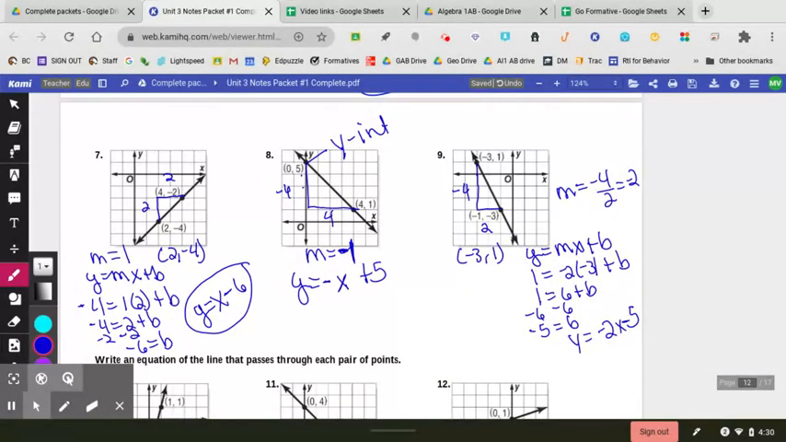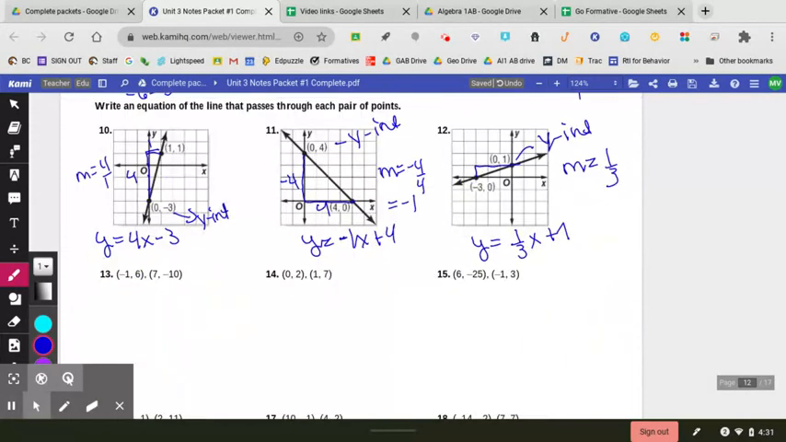So number 8 is y equals negative x plus 5. I didn't have to do a lot of work because they gave me the y-intercept as my point. Number 9 is y equals negative 2x minus 5. So again, I did these three. These were simpler because they gave me the y-intercepts, so I just had to find the slope. So 10 is y equals 4x minus 3. 11 is y equals negative x plus 4. 12 is y equals 1/3 x plus 1.